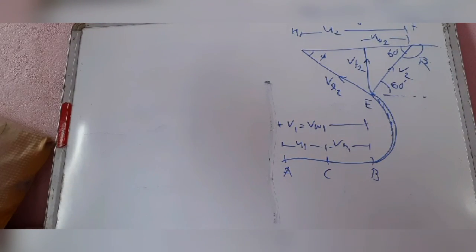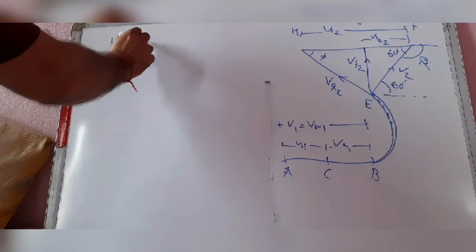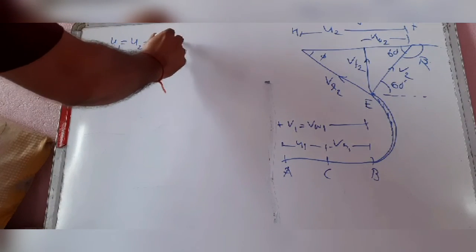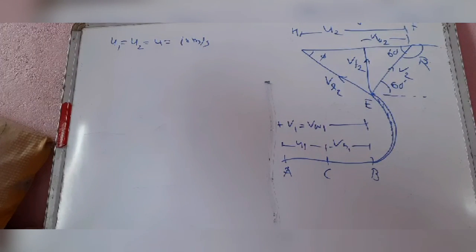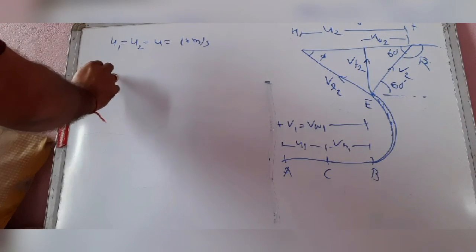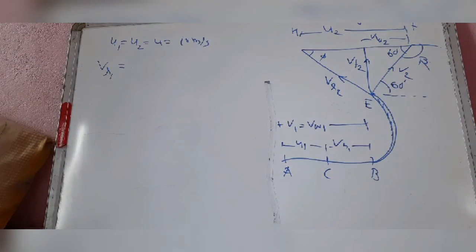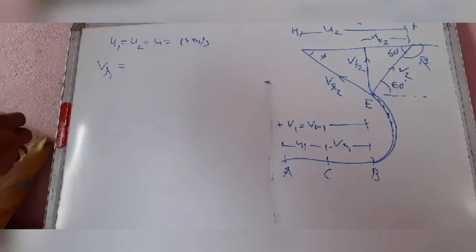Here in this problem, U1 equal to U2 equal to U equal to 10 meter per second, for the question without shock. So in this question we have to calculate VR1. Here VR1 is equal to VW1 minus U1, that is AC.